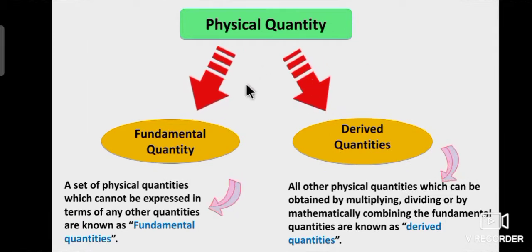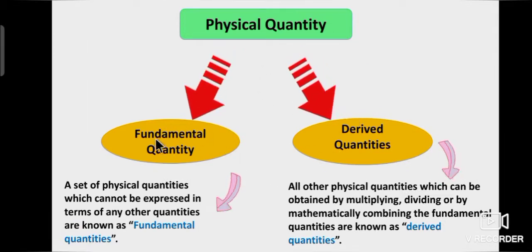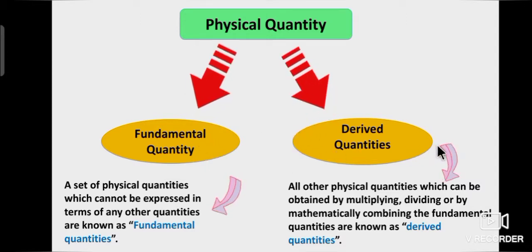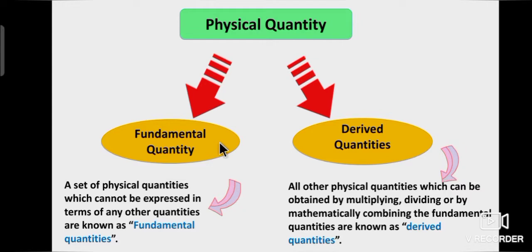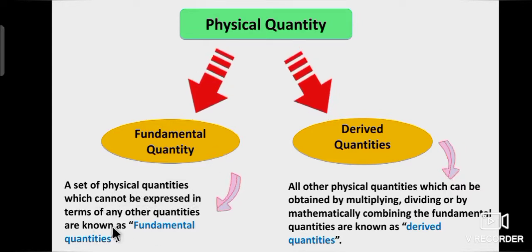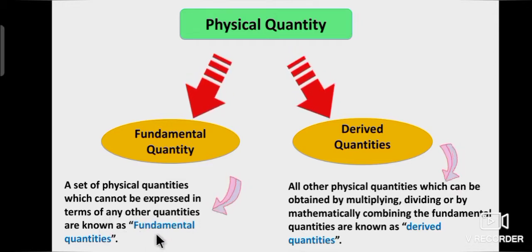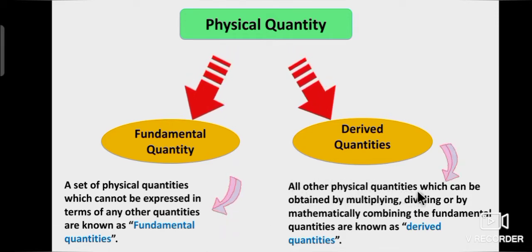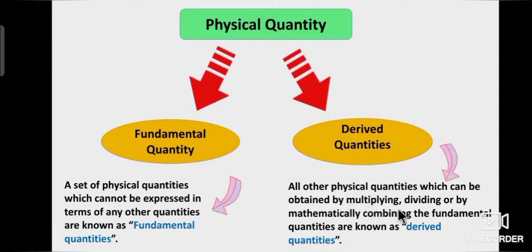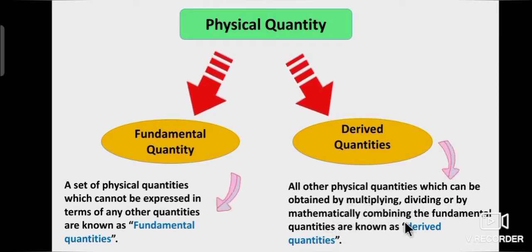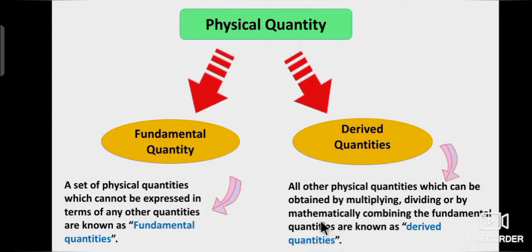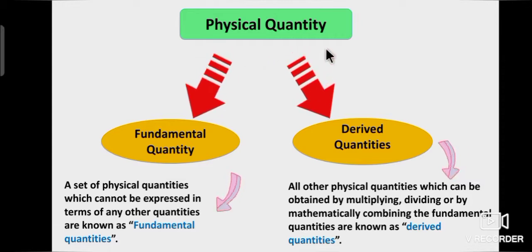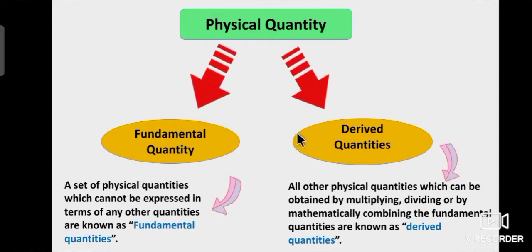Physical quantities are classified into two types. First one, fundamental quantities, second one, derived quantities. What is a fundamental quantity? A set of physical quantities which cannot be expressed in terms of any other quantities are known as fundamental quantities. What is a derived quantity? All other physical quantities which can be obtained by multiplying, dividing or by mathematically combining the fundamental quantities are known as derived quantities.